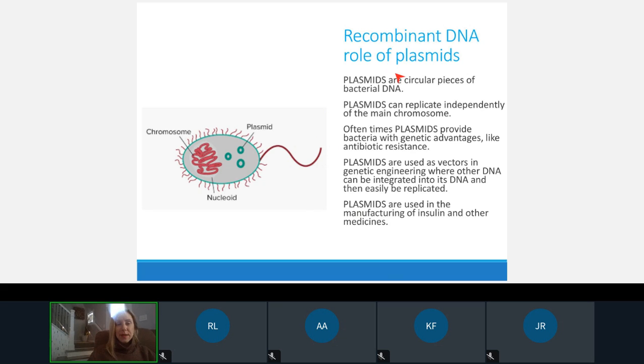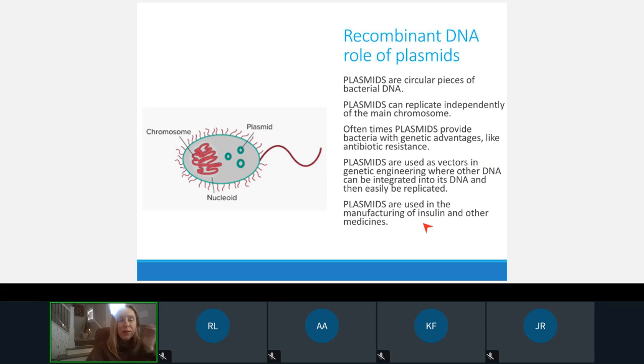All right. Plasmids. Everybody type plasmids in the chat. Plasmids are like the tool that they use. They're circular pieces of bacterial DNA. Plasmids are what we call vectors, and vectors are basically a tool or a way of entering that DNA into the situation. Plasmids are used sometimes in manufacturing insulin.